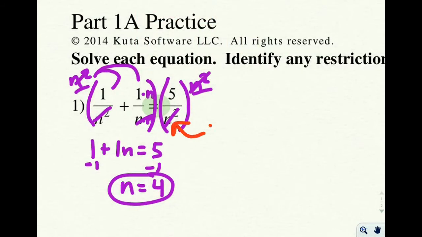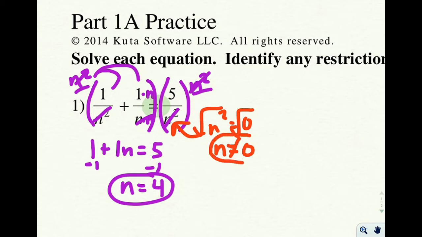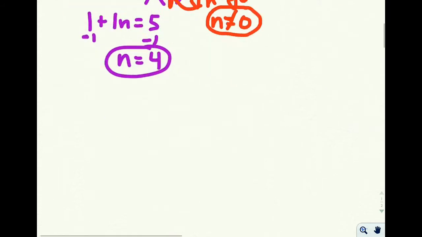And in all cases, if we set n or n squared equal to 0, we can square root both sides and n is going to equal 0. So we're actually going to want to say not equal to 0. And there we've identified our restriction. So let's do one more example. Let's go down to number 3.